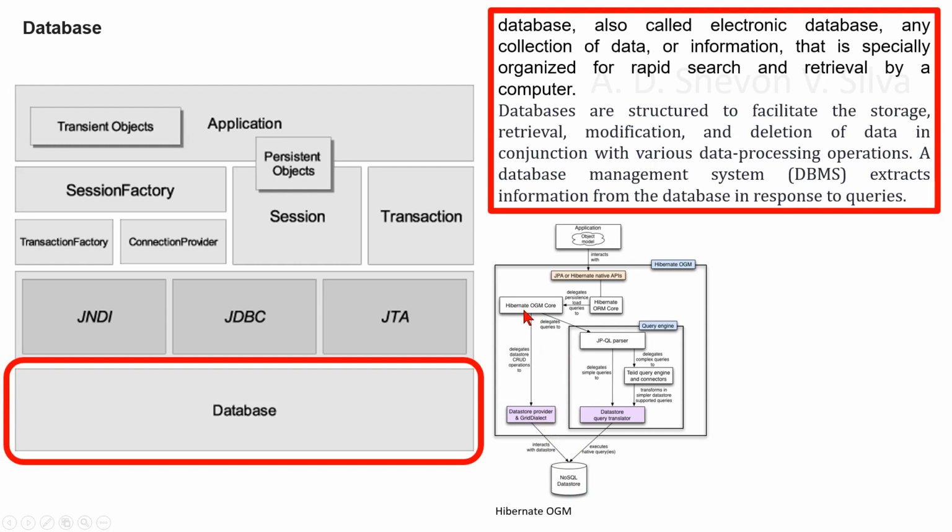Hibernate OGM Core delegates queries to the JPQL parser. The JPQL parser, data store query translator, and Teiid query engine and connectors are inside the query engine. The JPQL parser delegates simple queries to the data store query translator. The JPQL parser delegates complex queries to the Teiid query engine and connectors. The Teiid query engine and connectors transform them into simpler data store supported queries for the data store query translator. The data store query translator executes native queries, and it is connected to the SQL data store.